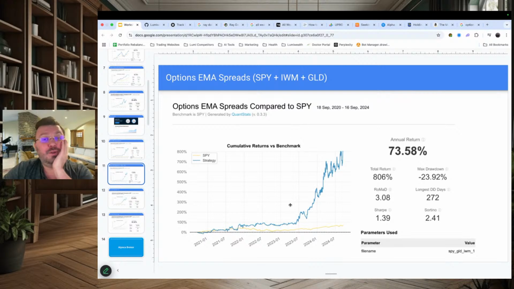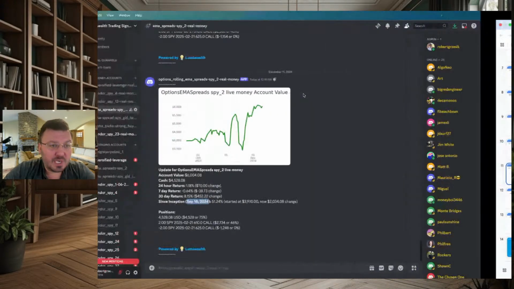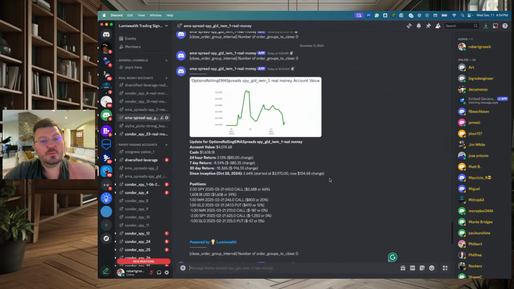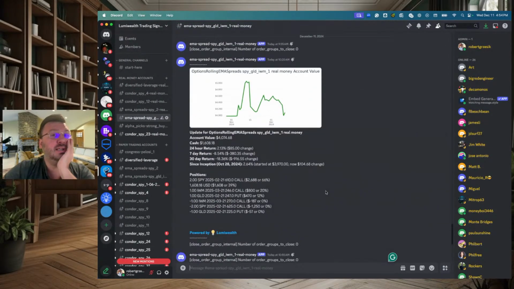And we get a very nice result here. When we backtested it from September 2020 to September 2024, we got about 73% a year with this, with a lower drawdown than the other one because it's more diversified. So it makes sense, right? So we have a really nice annual return and a max drawdown that is a lot more reasonable. I've also been running this one. It's a little bit more diversified, so it's not up as much, but I'm up about 2.6% since buying this thing.